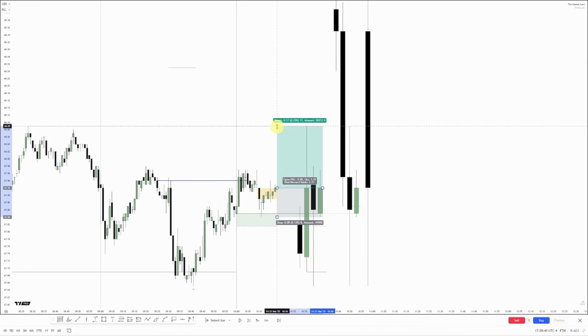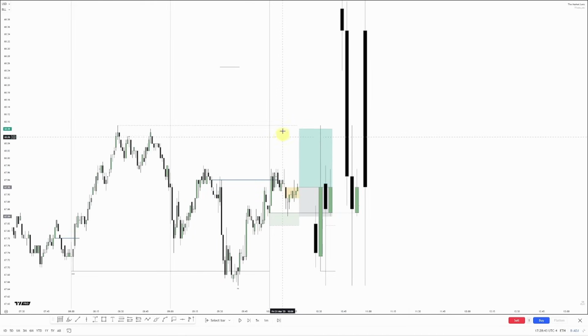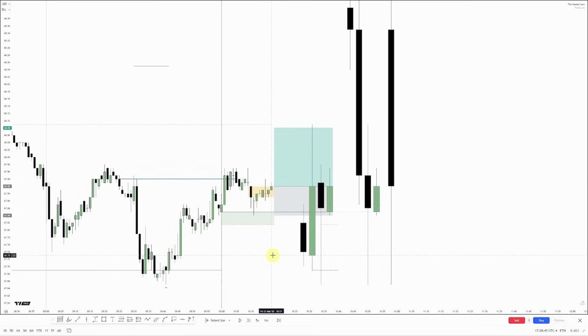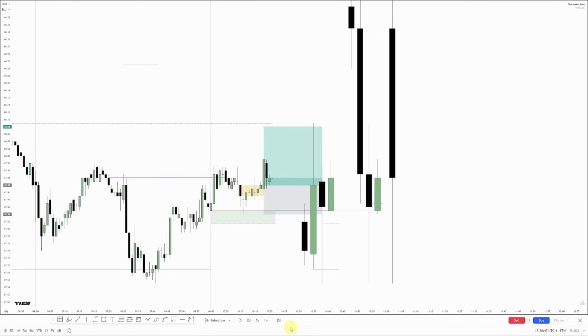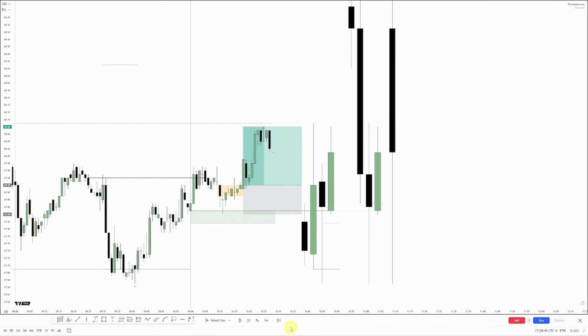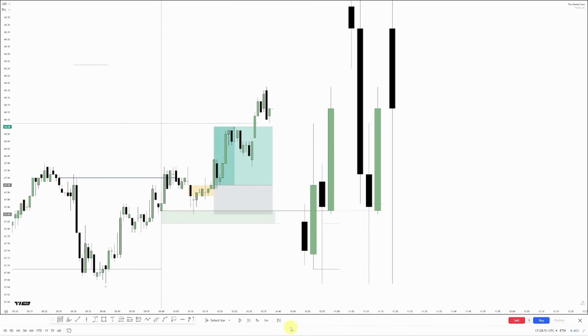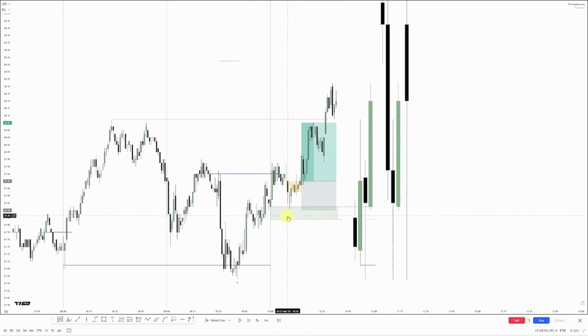And then I can look for 2R, or I can go ahead and hold this to higher time frame targets. But let's see how this works out. And there we go, we hit 2R. And go ahead and trade through these failure swings to the left.